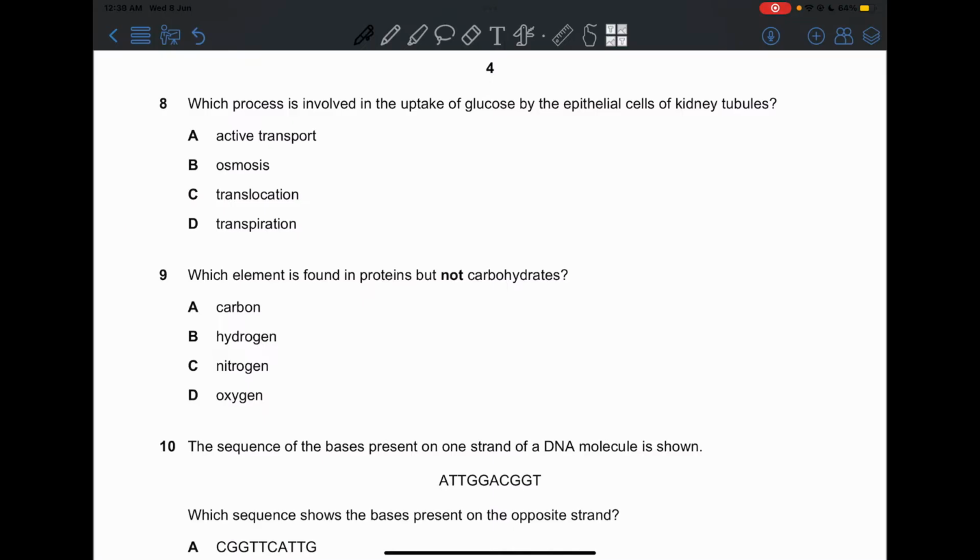Number 8, which process is involved in the uptake of glucose by the epithelial cells of the kidney tubules? Now we know that this is an example of active transport because this example was actually written in the syllabus. If you check the Cambridge syllabus for 0610 biology, it is written in chapter 3 that the uptake of glucose by the epithelial cells is part of active transport. So our answer is going to be A.